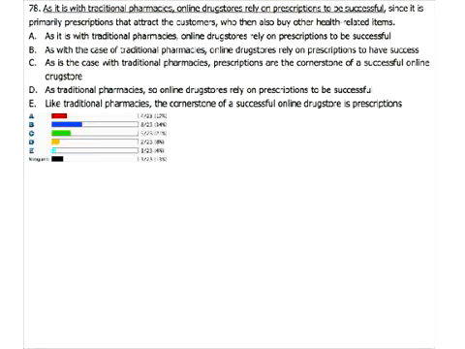So let's talk about the comparison here. It should be pretty clear what is compared. So what's compared is traditional pharmacies versus online drugstores.